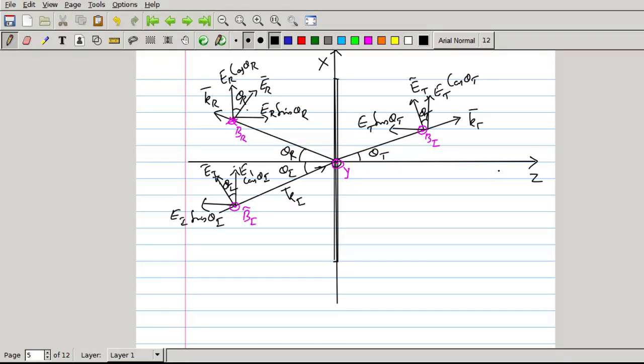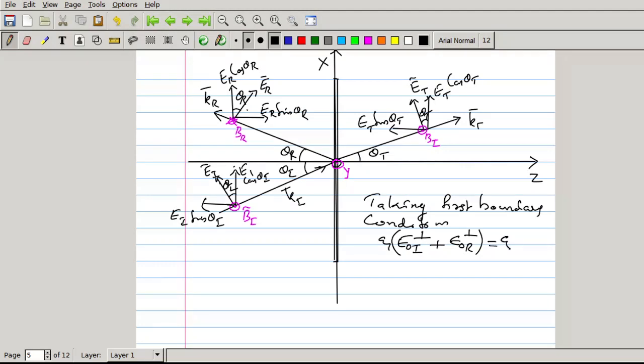Now take the boundary conditions. The first boundary condition is epsilon 1 E1 perpendicular: epsilon 1 E0I perpendicular plus E0R perpendicular is equal to epsilon 2 E0T perpendicular. The exponential terms are the same, so we need not bother about the exponential terms.